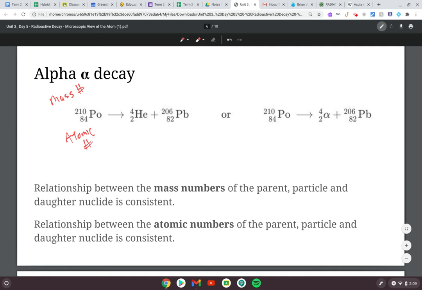Another way to write that, although a little bit less common, I suppose, is to put the 4 over 2, the mass number of the alpha particle over the atomic number of the alpha particle, and then just write the alpha particle symbol. But for the most part, I think most scientists, chemists, and physicists will just write helium. So down here, the information on the bottom is just talking about the fact that as you go from left to right, the mass number on both sides has to be equal, and the atomic number on both sides also needs to be the same.